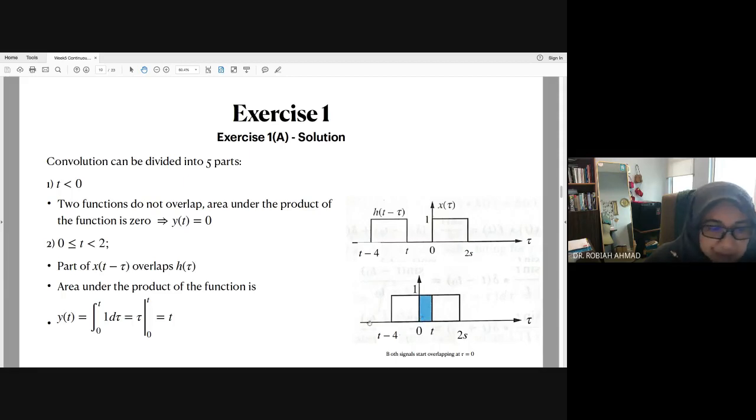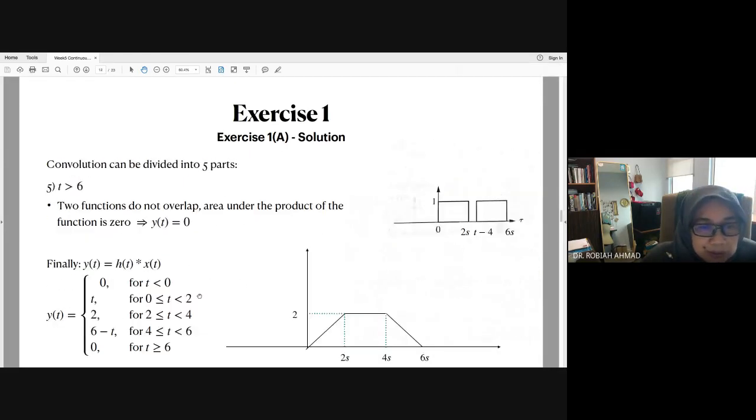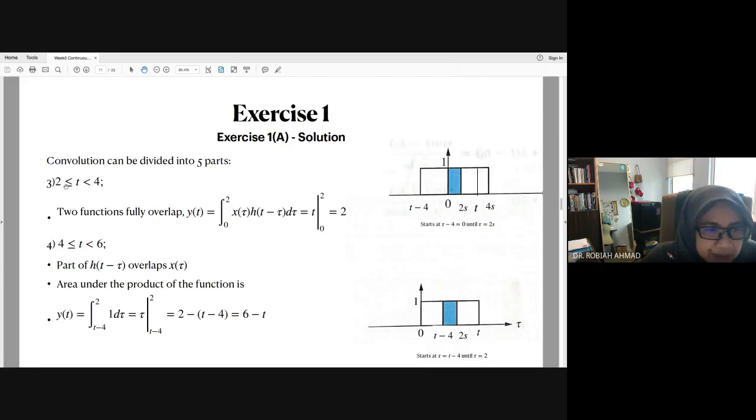And then there is still a remainder. So between 0 to 2, if you look at the blue one, the overlapping area is actually between T to 0, and the function is both 1. And then when we do the integration, we have another T. Okay, and then next let us look at case number 3, between 2 to 4.